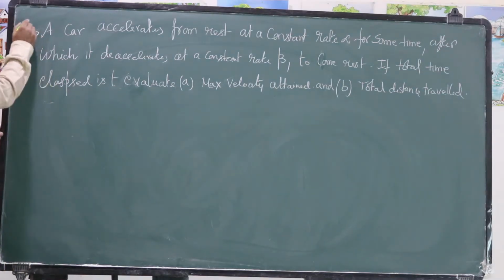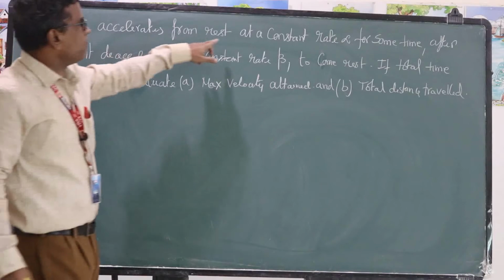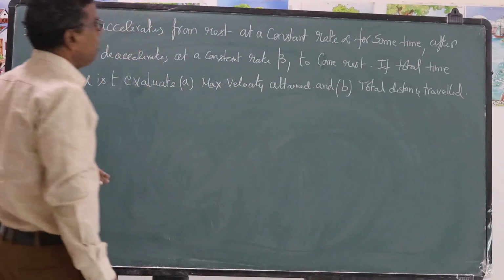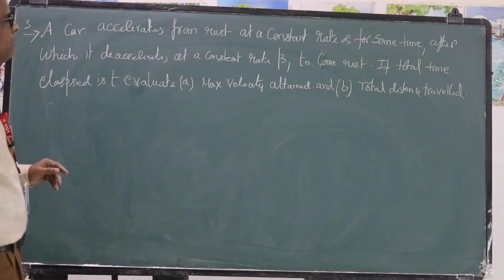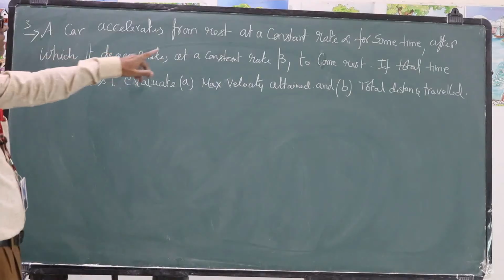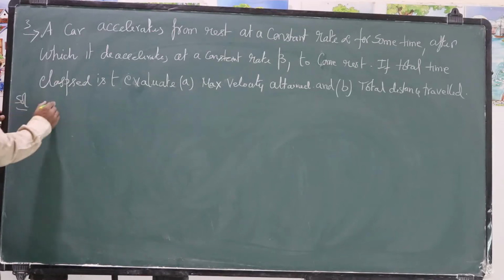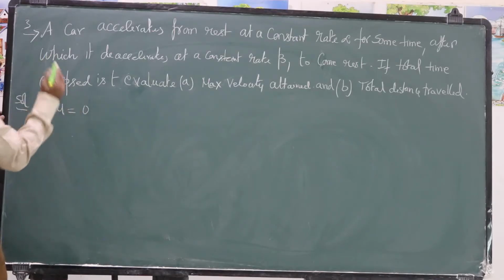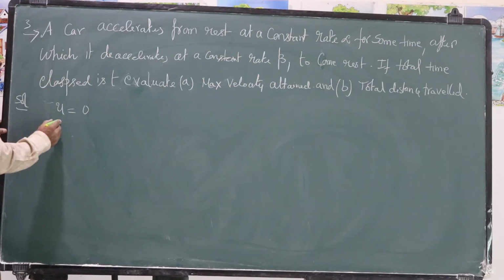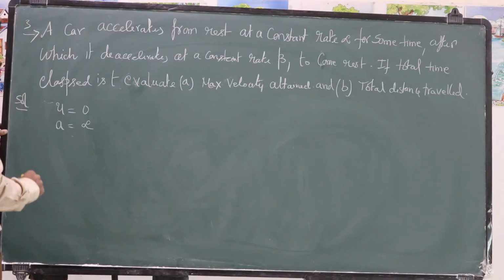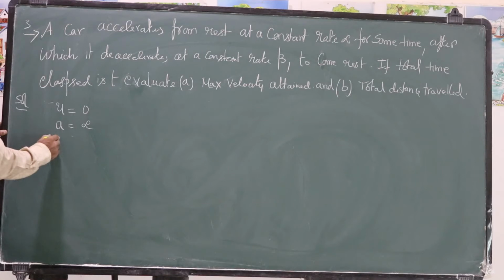Next sum, third sum. A car accelerates from rest at a constant rate for some time. How much time it accelerates we don't know, let it be T1. Then it attains maximum speed. Solution: the car starts from rest, u equals 0. It accelerates at constant rate alpha for some time T1, and attains a maximum speed; let V be that speed.